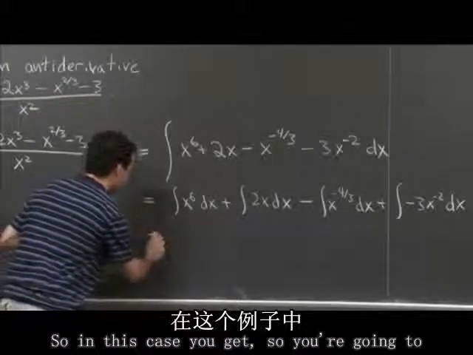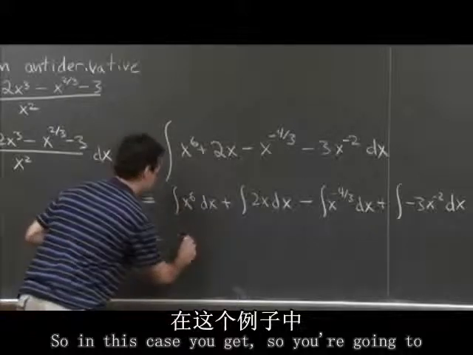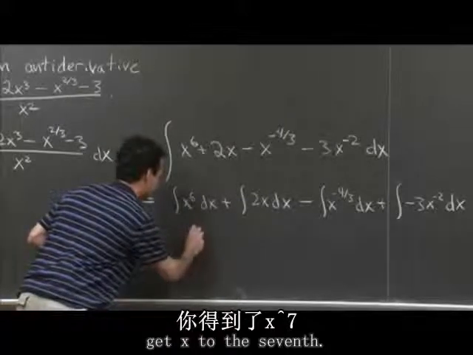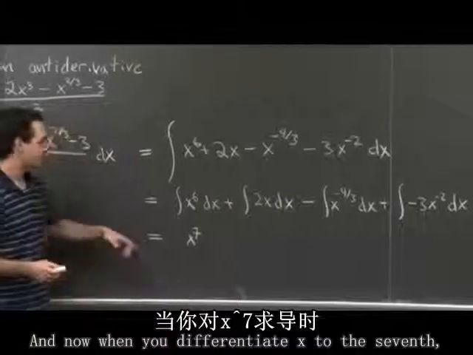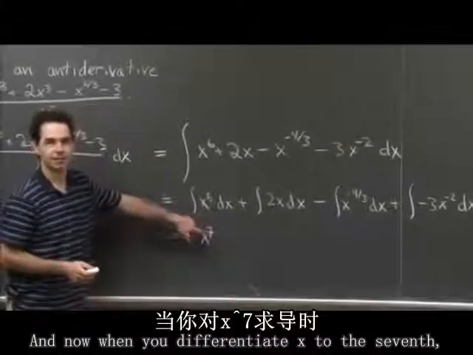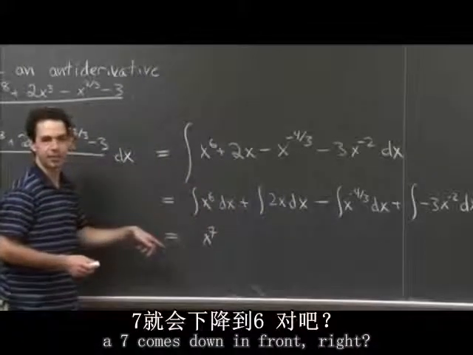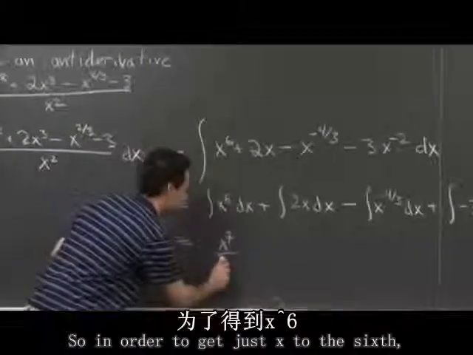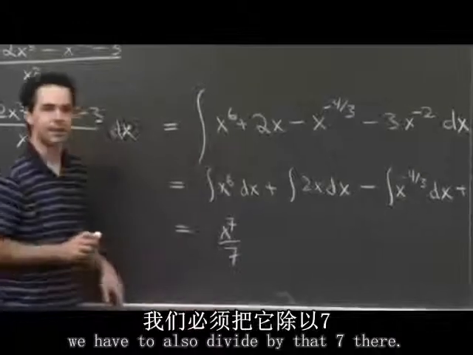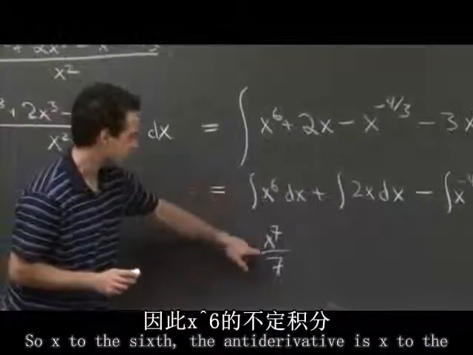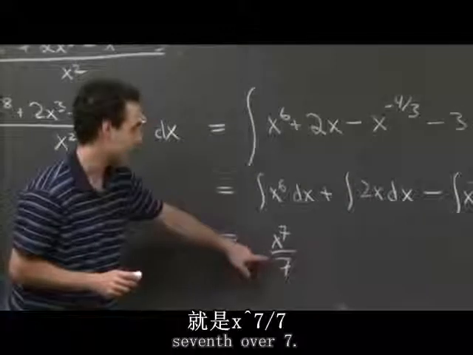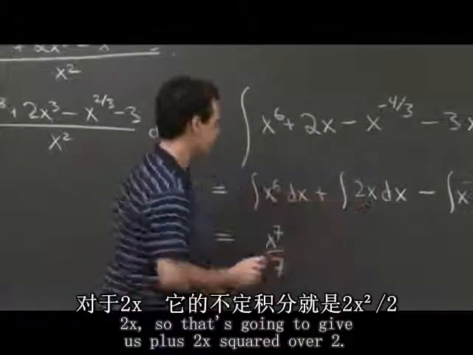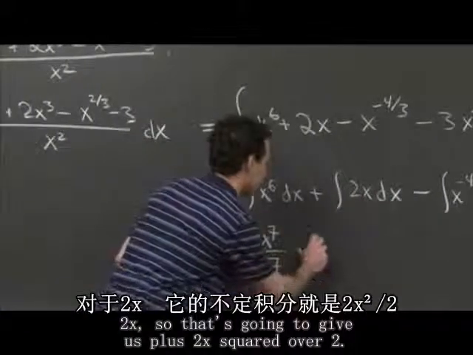So in this case, you're going to get x to the 7th. And now when you differentiate x to the 7th, a 7 comes down in front, right? You get 7x to the 6th. So in order to get just x to the 6th, we have to also divide by that 7 there. So x to the 6th, the antiderivative is x to the 7th over 7.